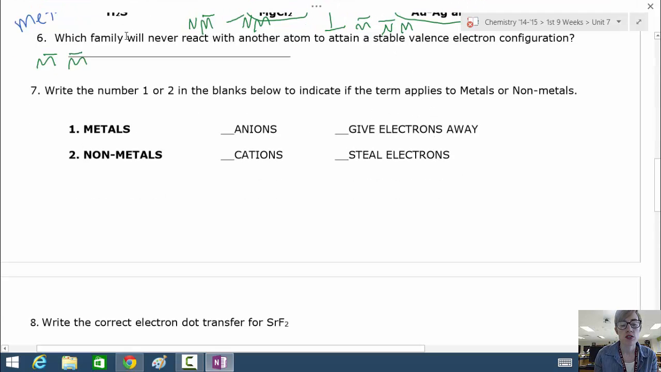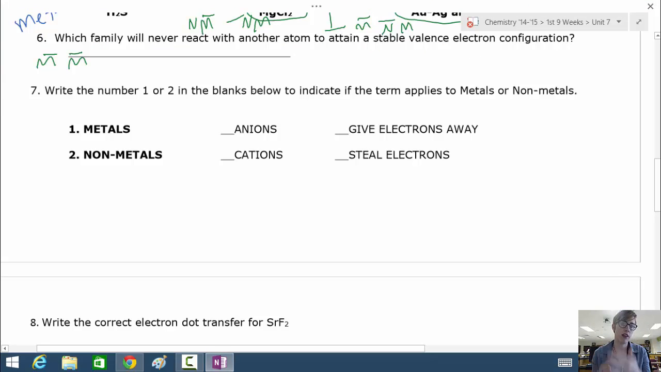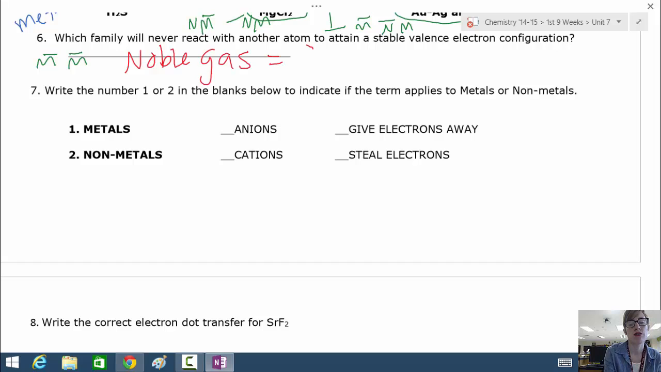Now it's asking me which family will never react with another atom to attain a stable configuration. What's the one group, the one family that we learned never, ever, ever reacts with anything? That's your noble gases. The reason why is because the noble gases have a full 8 set of electrons, so they never ever want to react with anything else to get more or to lose any.